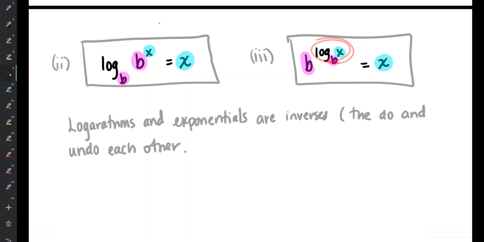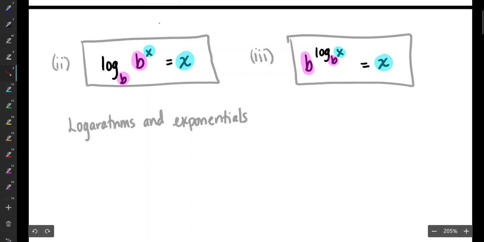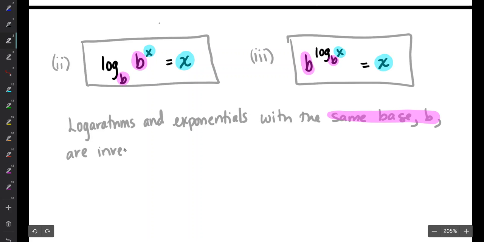It is important that it's logarithms and exponentials with the same base that are inverses of each other. Let's actually squeeze that in. With the same base, right? b, whatever that number is. They are inverses. No extra baggage. They do and undo each other.